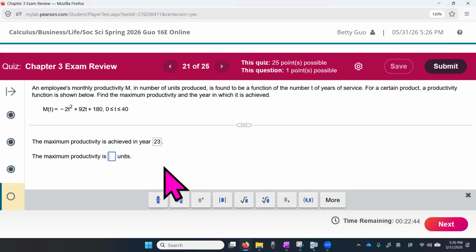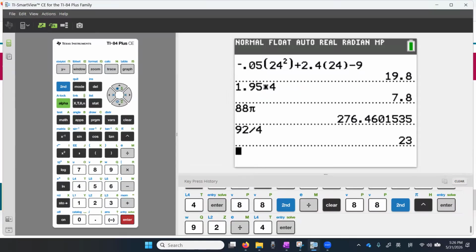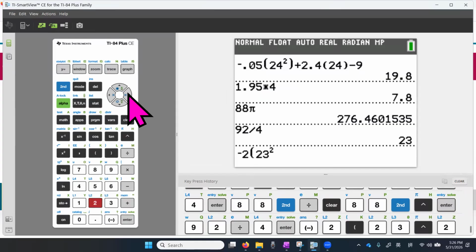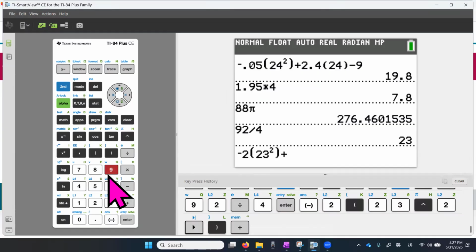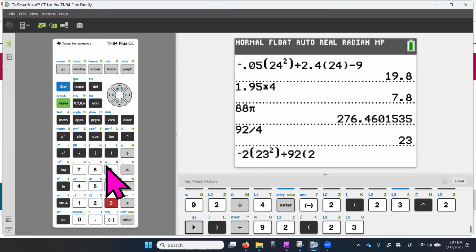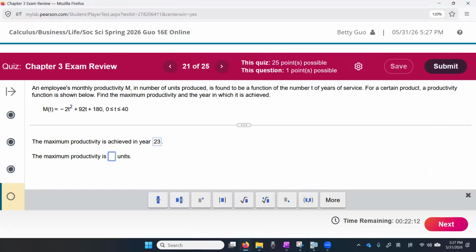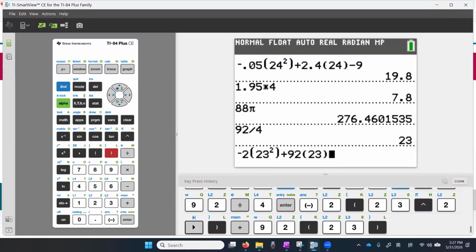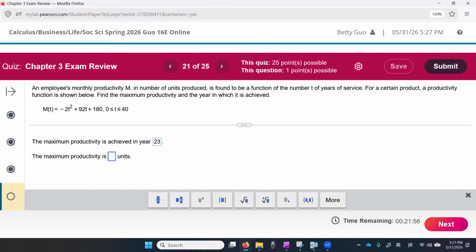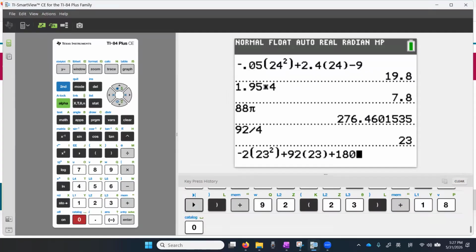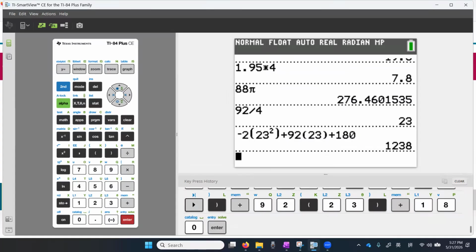We would have really just plugging in t equals 23: negative 2 times 23 squared, plus 92 times 23, plus 180. Right. 1,238.